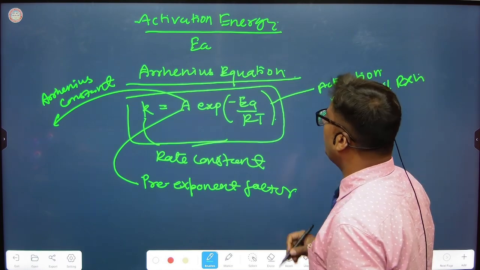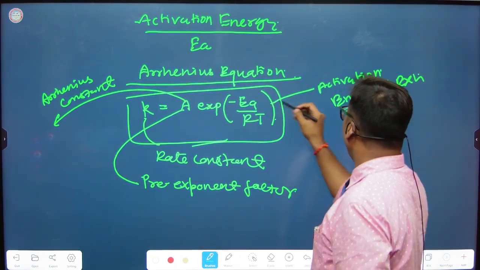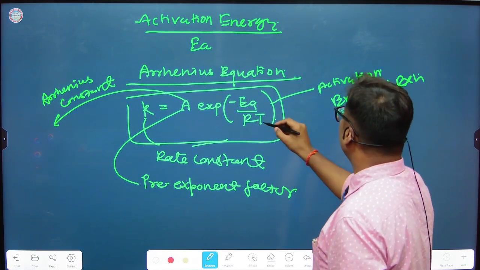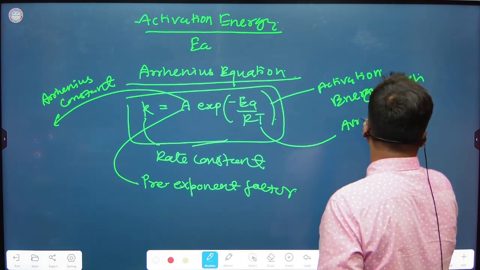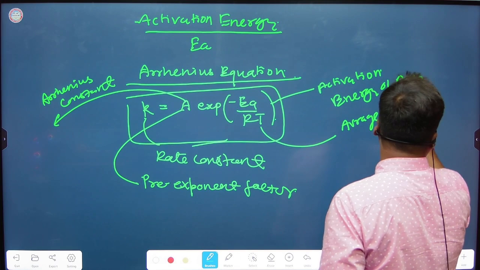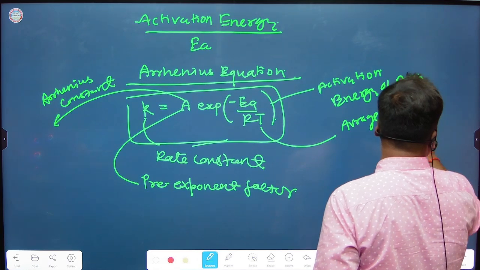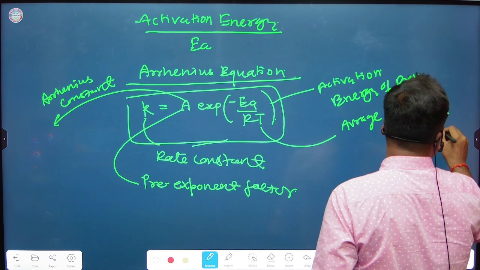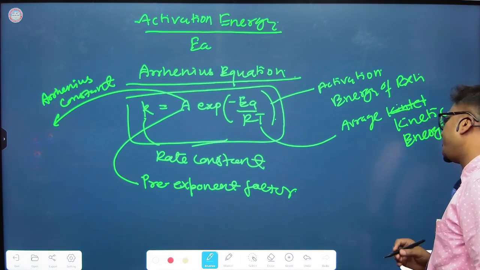In kilojoule per mole. Now, in the numerator is EA, the activation energy, and in the denominator is RT. So this RT is actually the average kinetic energy of the reactant molecules.